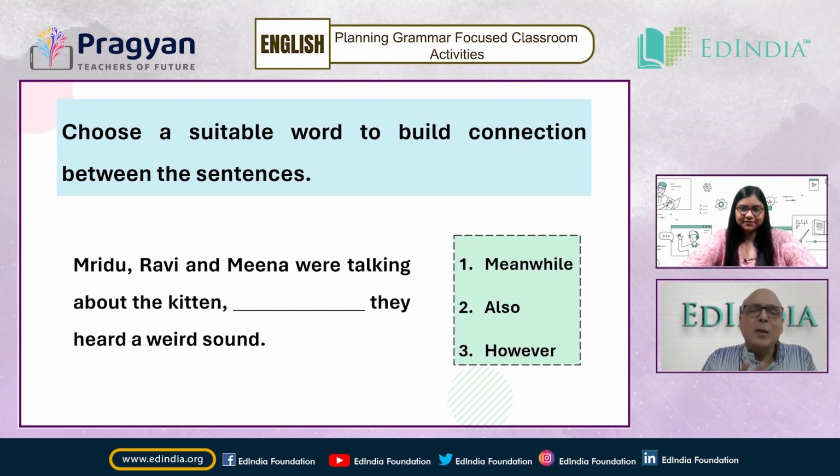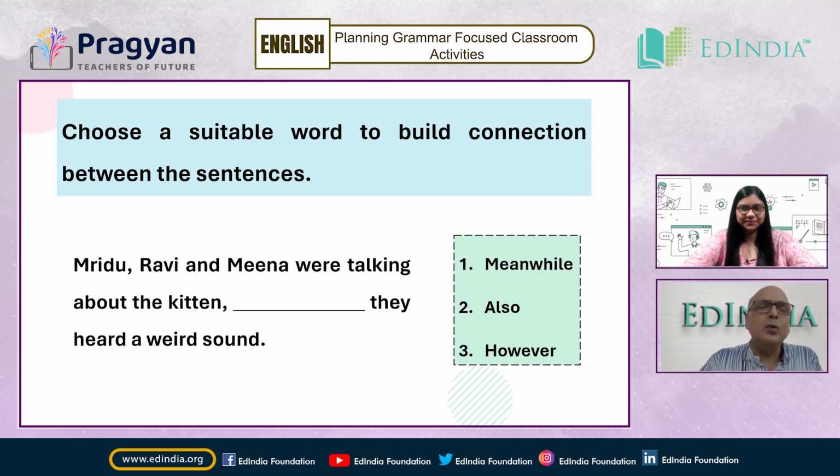What does this mean? It means that while they were talking, at the same time they heard a weird sound. If I write these two sentences separately, that will mean they were talking, and they heard a weird sound. The concept of right at that time when they were talking will be missing. And this I am achieving by using this connector, which is a cohesive device. To create cohesion, to join things in the story, to connect, there is this connector, and I am using this connector, meanwhile.